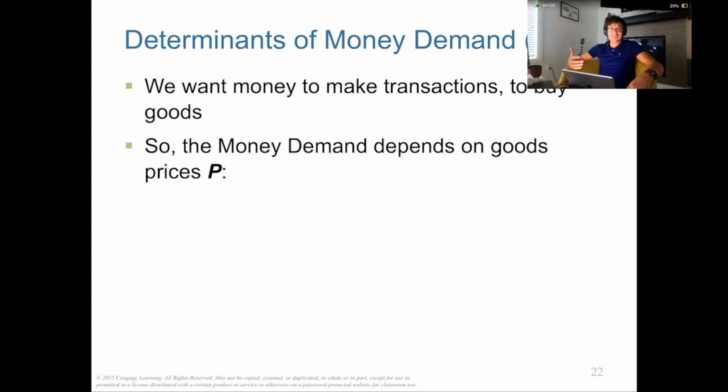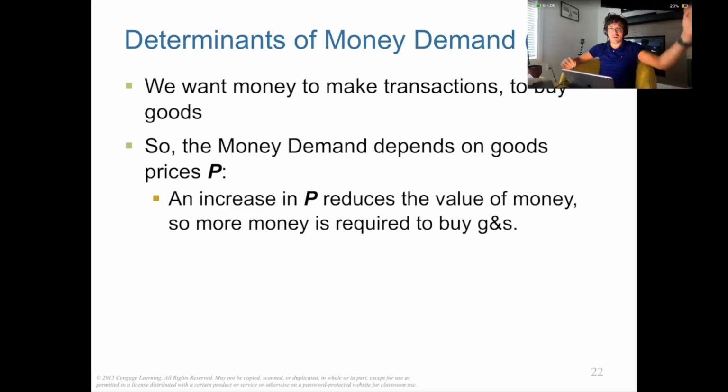Therefore, money demand depends on the price of the goods that you want to buy. In particular, if there is an increase in the price, which reduces the value of money, which means basically you need more money in order to buy the same amount of goods, then you will need more money in your pockets to do this. And therefore, an increase in price increases your money demand.